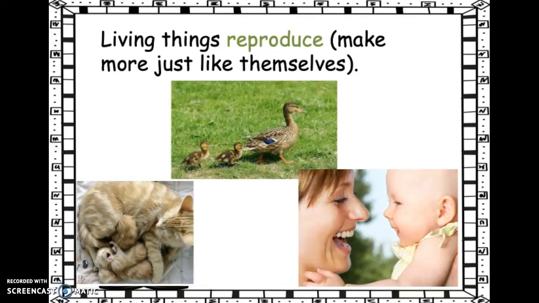Living things reproduce. Reproduce means they make more just like themselves. For example, when a mom has a baby, or when a duck has ducklings, or when a cat has kittens.